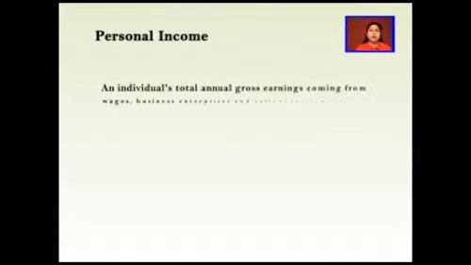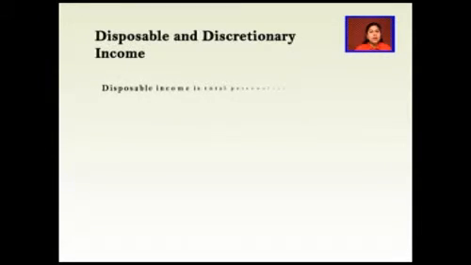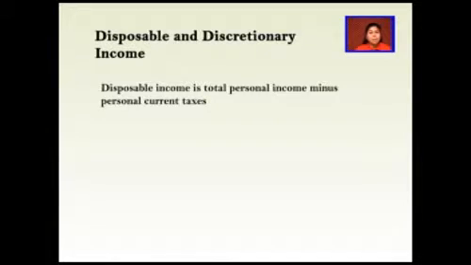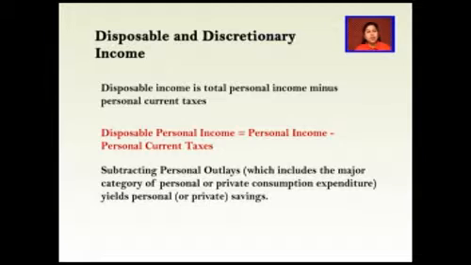An individual's total gross earnings coming from wages, business enterprises, and various investments. Disposable and discretionary income. Disposable income is total personal income minus personal current taxes. In national accounts definitions, personal income minus personal current taxes equals disposable personal income. Subtracting personal outlays, which include the major category of personal or private consumption expenditure, yields personal or private savings.